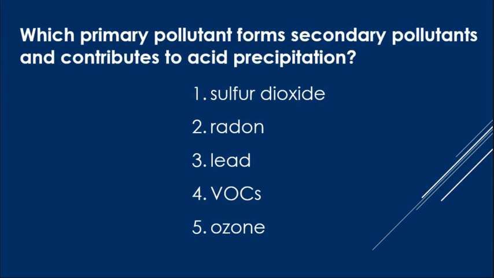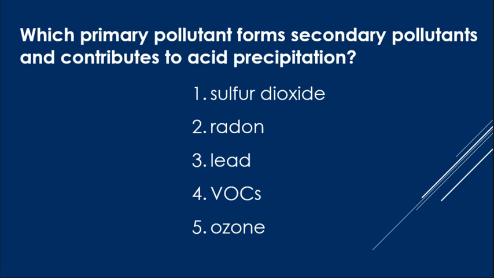Which primary pollutant forms secondary pollutants and contributes to acid rain? Now I will tell you, on this list, a couple of things actually form secondary pollutants, right? Only one of them does both. Oh, and one of these things is a secondary pollutant, by the way. So we already had a conversation about VOCs. We know that VOCs and nitrogen oxides mix together to form ozone, but they don't actually form acid rain. Sulfur dioxide forms acid precipitation, and the acid is a secondary pollutant. So the answer here is sulfur dioxide.